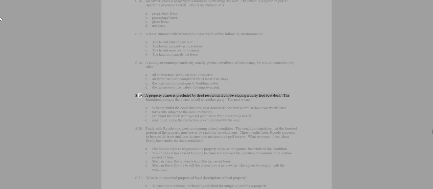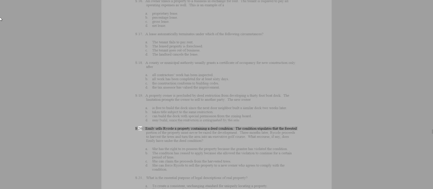S19. A property owner is precluded by deed restriction from developing a 30-foot boat dock. The limitation prompts the owner to sell to another party. The new owner: A. is free to build the dock since the next door neighbor built a similar dock 2 weeks later. B. takes title subject to the same restriction. C. can build the dock with special permission from the zoning board. D. may build, since the restriction is extinguished by the sale.